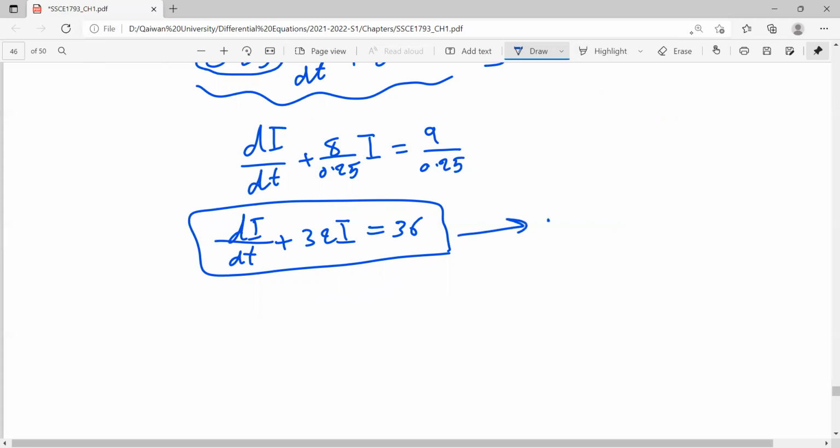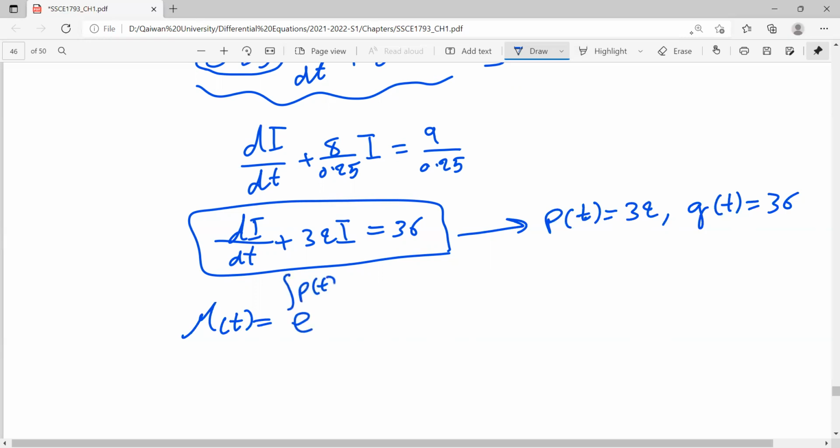Here, p of t, sorry, not p of x, p of t is 32. And q of t is 36. We have these two. What we do after this, we should find the integrating factor, mu of t. What's mu of t? Mu of t is the integrating factor: e to the power integration of p of t dt. Here our independent variable is t, that's why we take the integration with respect to t.